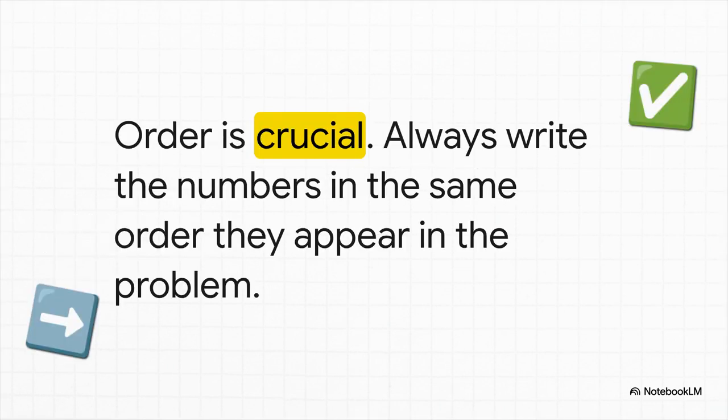All right, before we move on, there is one huge rule you absolutely cannot forget. Order is everything. The order really, really matters. A ratio of 3 nurses to 4 assistants is a totally different situation than 4 nurses to 3 assistants, right? The order tells the story, so you've got to keep the numbers in the same sequence they appear in the problem.